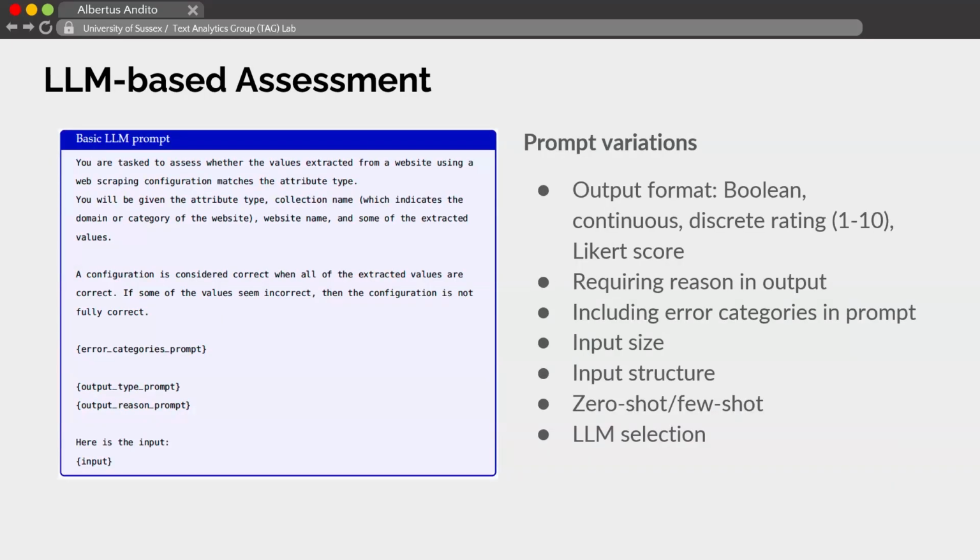We used an LLM to generate the configurations, the XPaths, so why not use LLMs again to assess the generated XPaths? I experimented with this LLM-as-a-judge approach, where the LLM is asked to judge whether the extracted values actually match the intended attribute or not. But as with any work with LLM prompting, there are a lot of variations in how you can construct the prompts. So I focus on these variations, including the output format, whether the LLM should output just true or false or with a score, and whether the LLM should also output the reason why it thinks the extracted values are incorrect or not, and other dimensions.